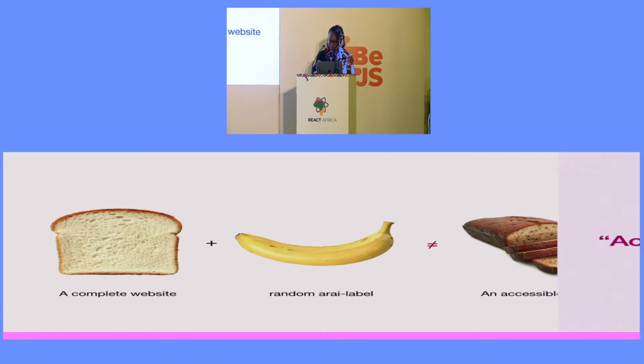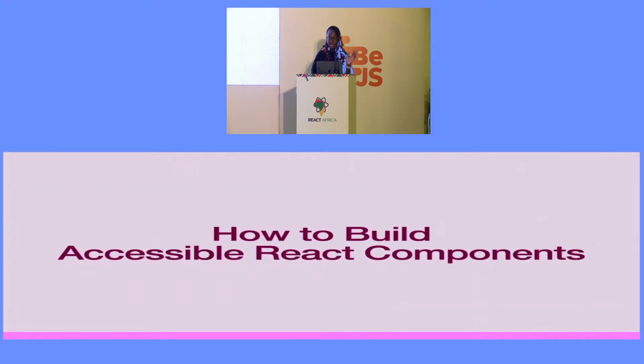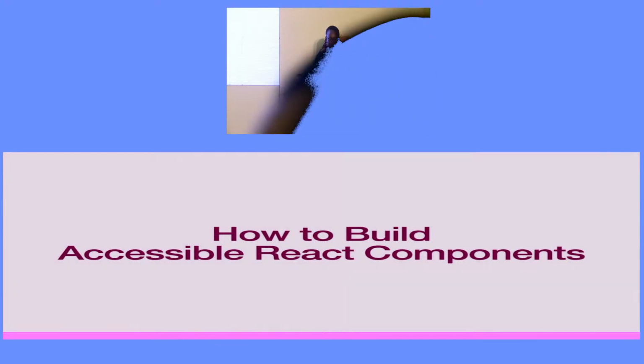And now, finally, accessibility can't be an afterthought. That's basically saying that if I am building something to be accessible, I can't put it at the end. I can't say, okay, now I'm done building my website, I'm going to make it accessible now. You have to build it from the start. And that's basically what this talk is going to focus on. We're going to look at how we can make sure that the React components we're building are actually accessible. So let's get into it. How to build accessible React components.